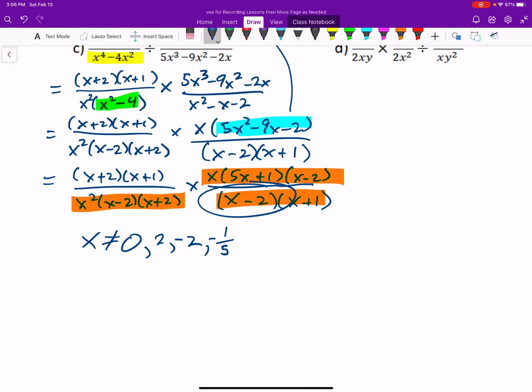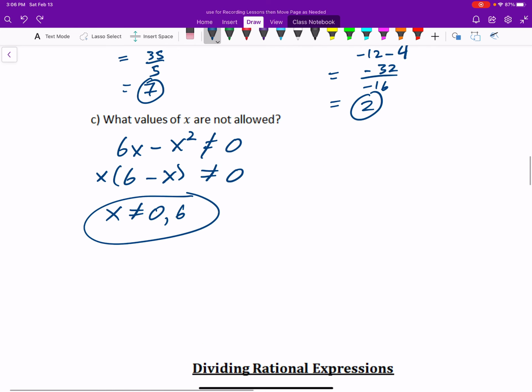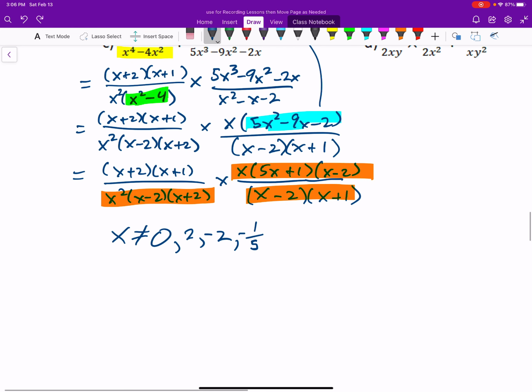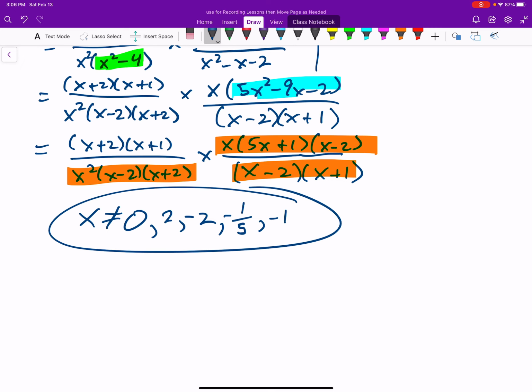Plus 2 again, already got that. My goodness, my iPad's starting to act up too. And the last one, x plus 1. All right, so from that one we get that x can't equal negative 1. So a whole laundry list of restrictions.